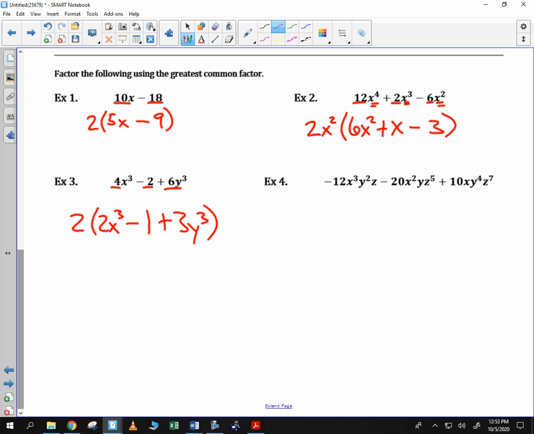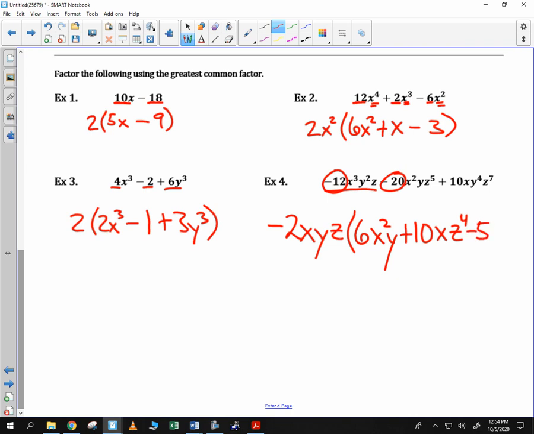Get a little crazy here. If you see a lead term that's negative, always take the negative out. Take a negative 2. They all have at least an x, they all have at least a y, and they all have at least a z. Negative 2 times what is negative 12? 6. I would have an x squared, and I would have a y. Negative 2 times what is negative 20? It would be a plus 10. I have an x and a z to the fourth. And negative 2 times what is positive 10? Negative 5. And I would have a y to the third and a z to the sixth.